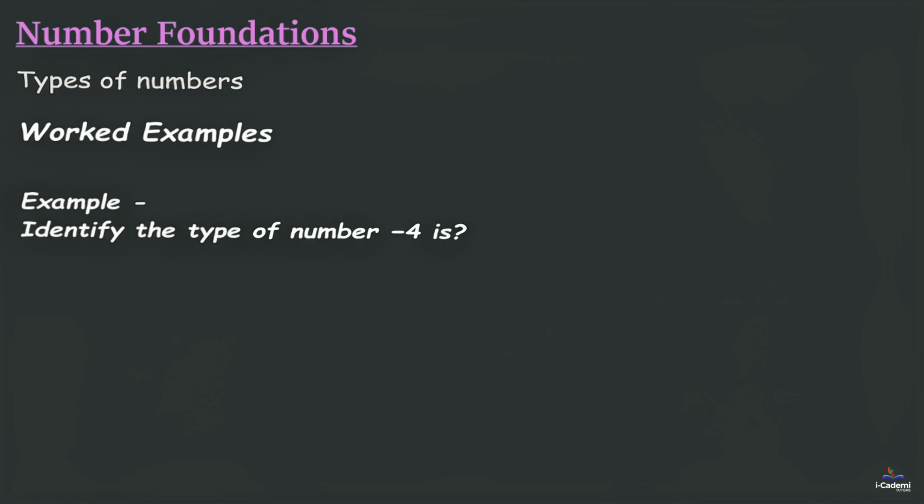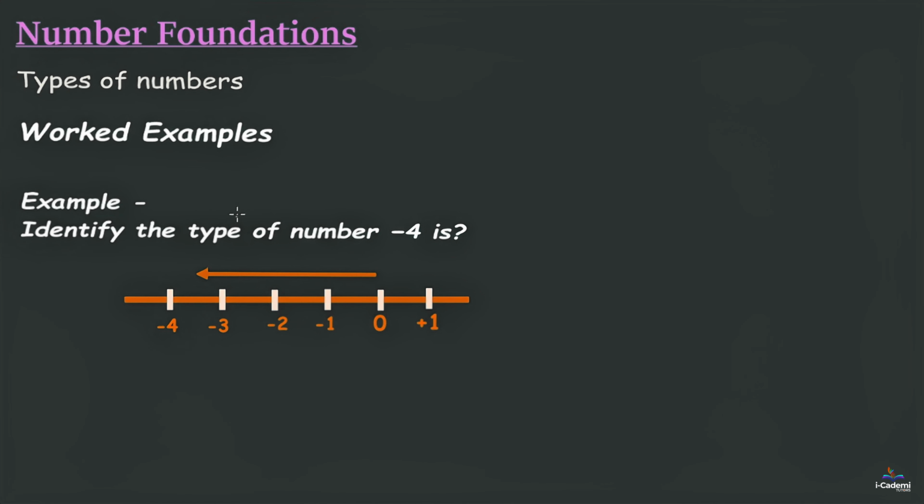Building on our understanding of integers, let's look at another worked example to see how these definitions apply on a number line. Example: identify what type of number -4 is. To solve this, we look at where the number sits in relation to 0. The number sits below 0 as you can see on the number line. -4 is located to the left of 0. This immediately tells us it is a negative value.